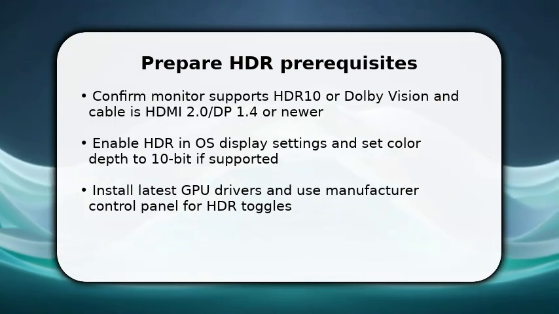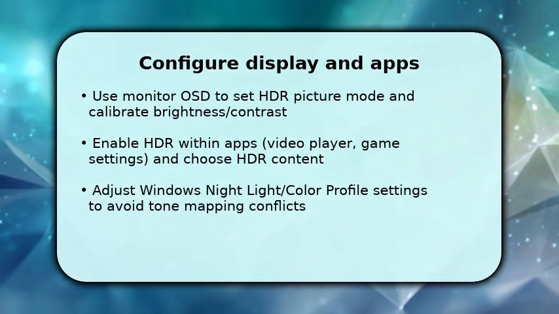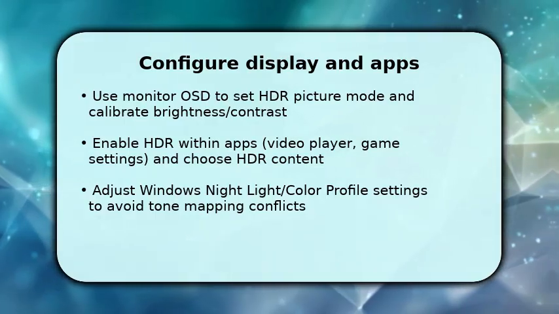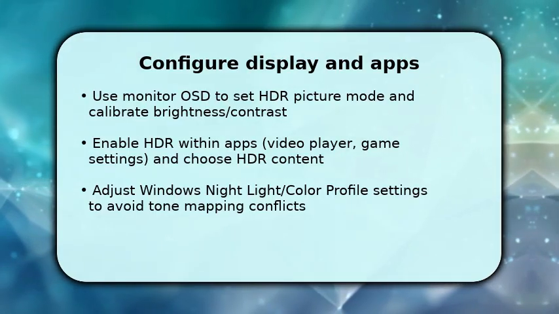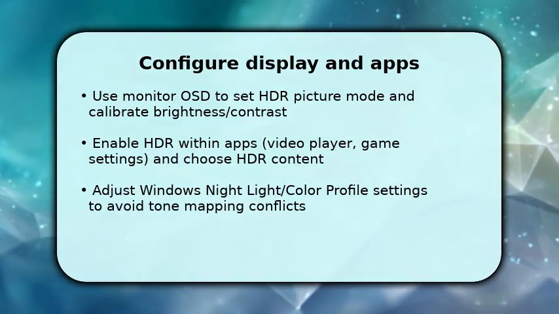Once prerequisites are set, use the monitor's OSD to pick an HDR picture mode and lower peak brightness so highlights don't crush. Next, open the apps and games you use and enable their HDR options. Choose HDR content or streams to test.